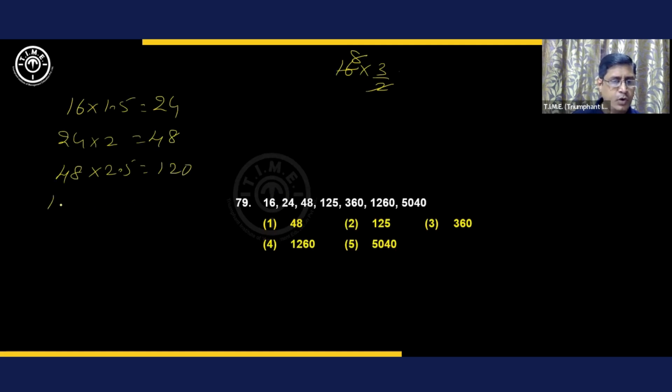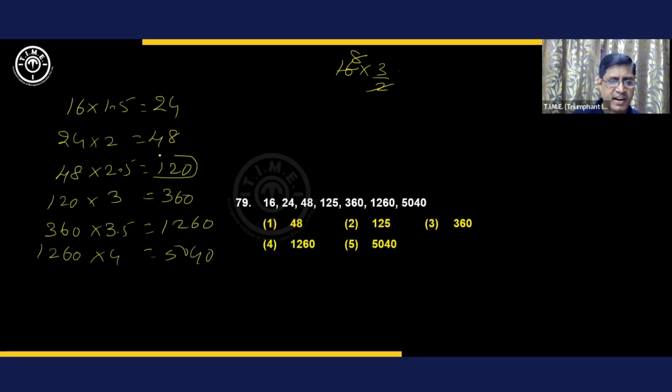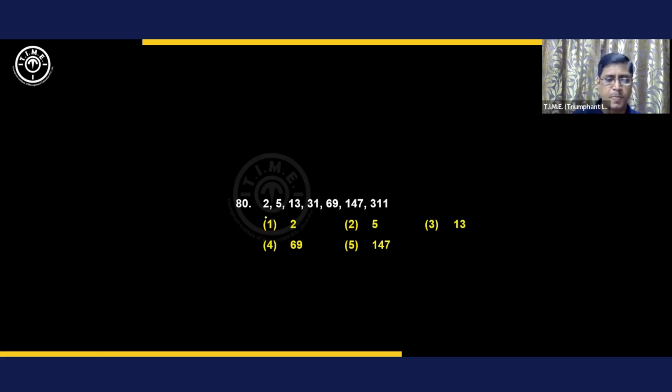Okay, next 120 into 3, that is 360. Now 360 into 3.5, that is 1260. And next, 1260 into 4, that is 5040. So what is the correct answer? 125. Here 125. So the right choice is option number 2. The second choice is the right answer. Now look at the next example.